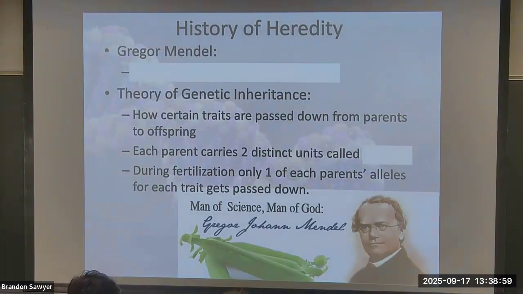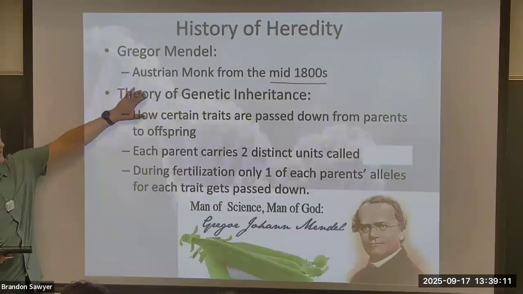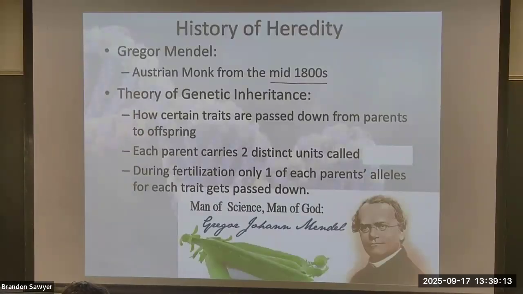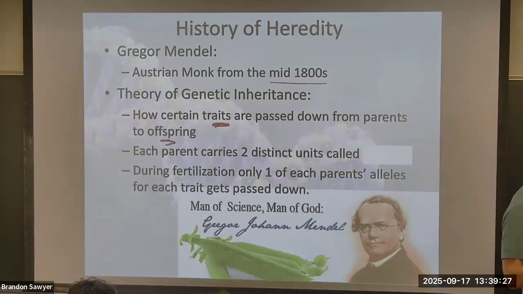So the history of heredity and the study of it really started with Gregor Mendel, who was this Austrian monk from back in the mid 1800s. It was his theory of genetic inheritance that he came up with studying peas and how certain physical traits of peas came about. A couple of the things that came about were how traits are passed down from parents to offspring, right? How each parent can carry two distinct units.